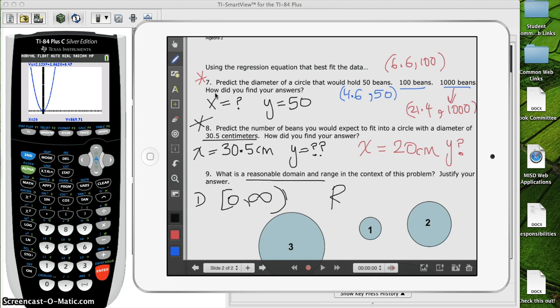The same thing for the range. The range cannot be negative because it's a number of beans. So you can have 0 beans up to infinity. Because what would be a high number you can think of? If somebody can come up with a number, I can come up with a bigger number, and then we have a bigger circle, and so on. So that would be a reasonable domain and range.